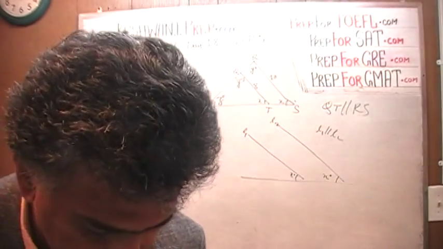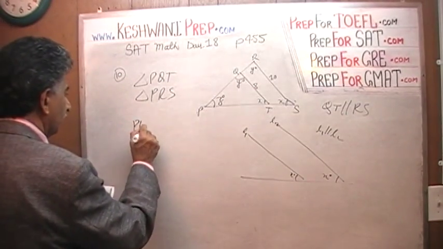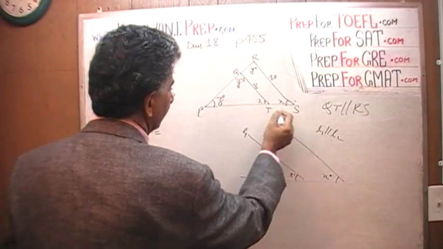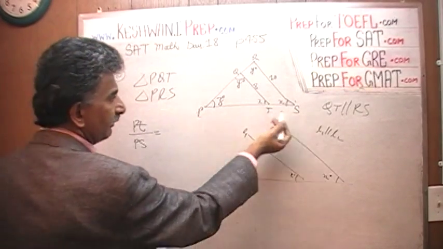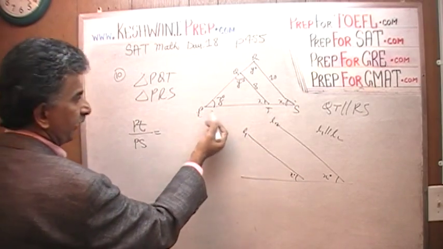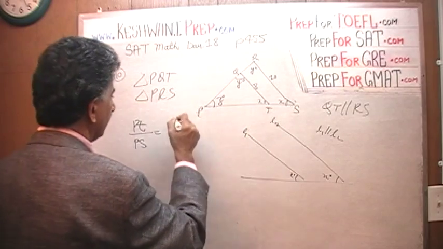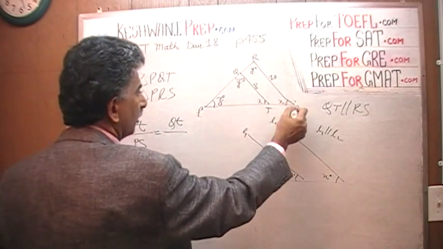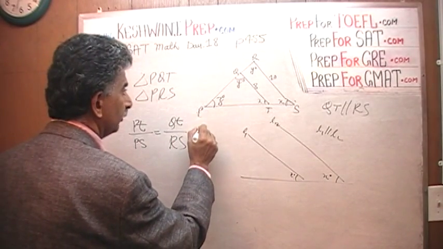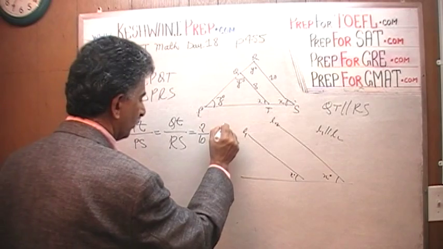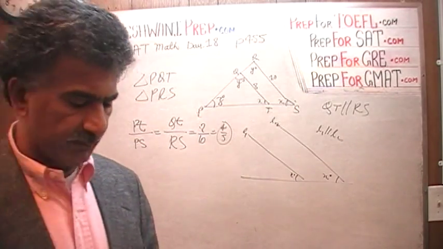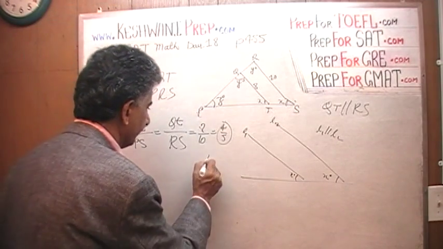What they're asking here is this. They're asking us for the ratio of PT over PS. Where's PT? PT over PS. PS is the longer side. P to S is the longer side, P to T is the shorter one. So these two sides are going to be in the same ratio as Q to T over R to S. Q to T is 8, this is 10, that's your answer, 8 over 10 or 4/5. That's it, 4/5 is the answer, which is E.